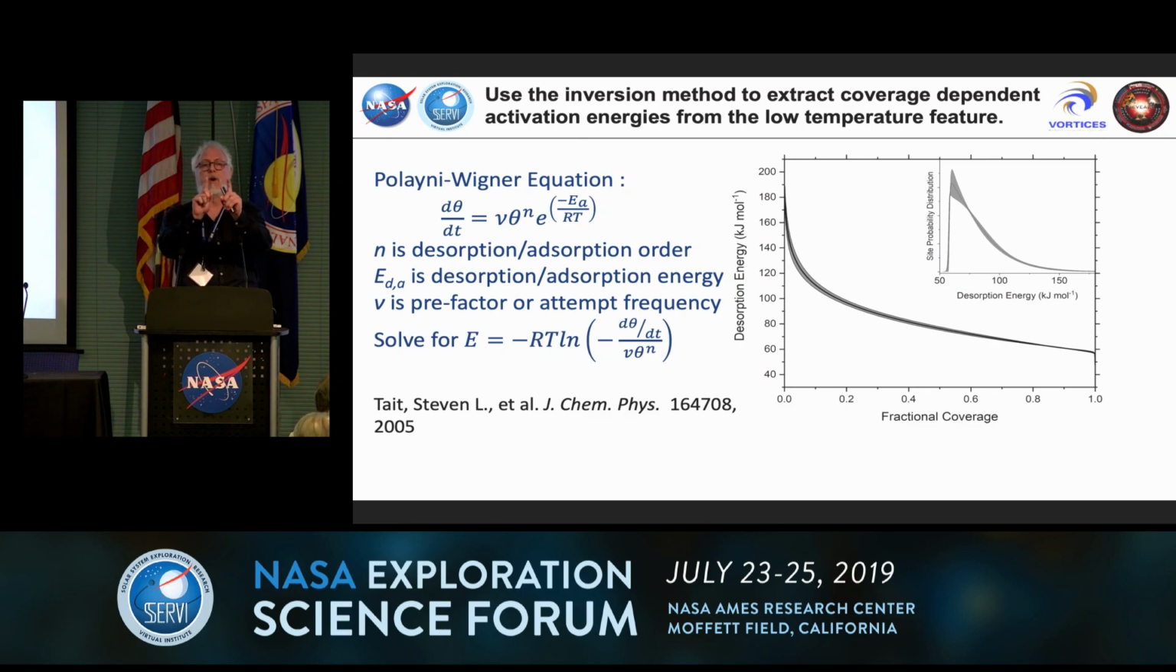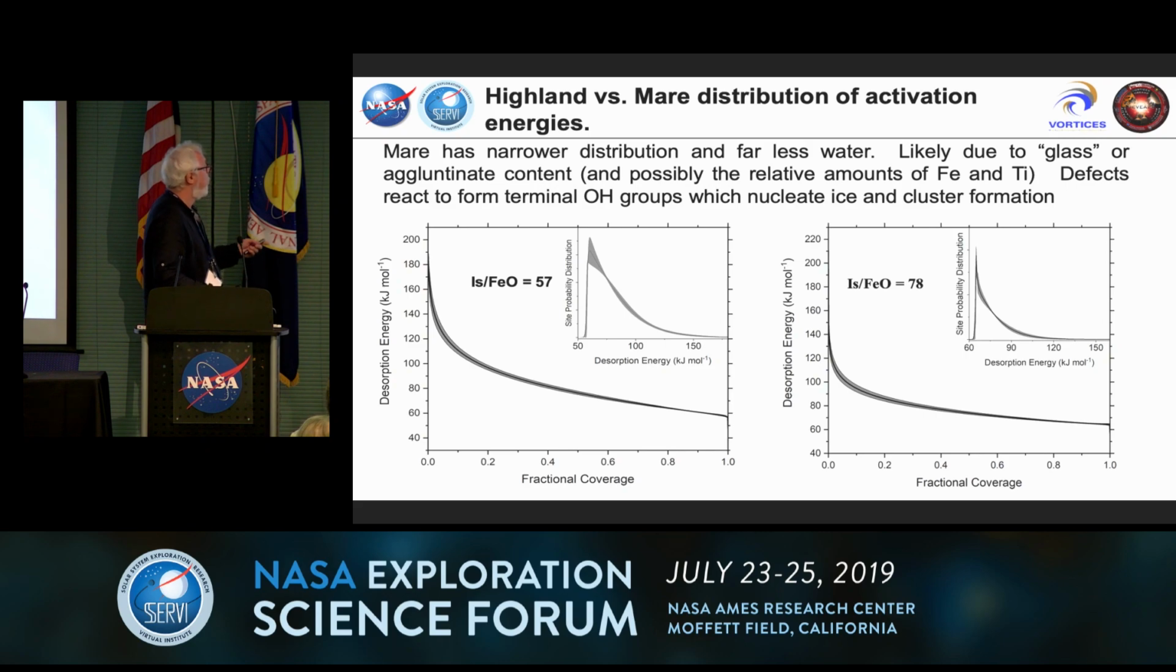If these fragments are next to one another and they have to meet each other to make water, the closer they are, the less energy it takes to get them to do this. Further away, you have to add more energy into the system to get them to move around and meet each other. Okay, so we can do that, extract that, and what you get is the activation energy as a function of coverage. So this is the activation energy distribution. You can recast this into a site probability distribution as a function of coverage. You do this for both samples, right? And it turns out, not only does the mare not have as much water, but the binding energy distribution is significantly narrower, right? So it has a narrow energy distribution, far less water.